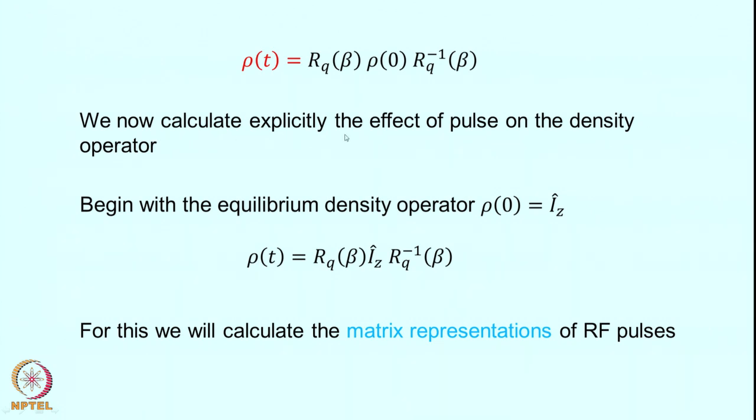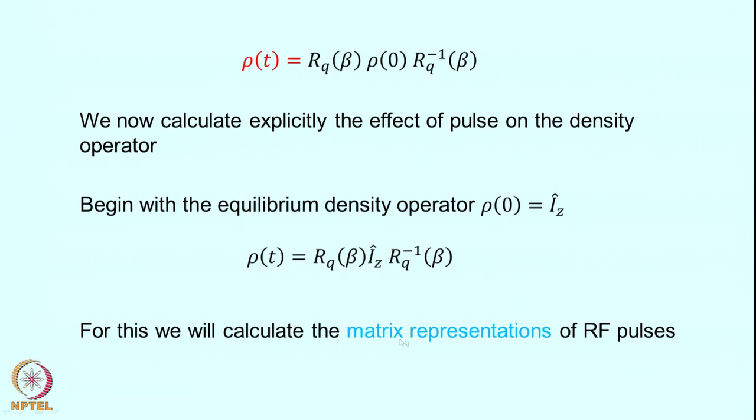We now calculate explicitly the effect of the pulse on the density operator. So to begin with, let us take the equilibrium density operator Iz, rho of 0 is Iz. Of course, rho of 0 has other entities, but the operator part is the Iz only. Therefore, we will pick up only the Iz part of the equilibrium density operator and put that here. So, rho of t for rho of 0 I put here Iz: Rq(beta) Iz Rq minus 1 (beta). In order to do this, I need to get the matrix representations of these operators, right. These were in the form of exponential operators, whereas Iz I knew is in the matrix form. Therefore, I have to put this also in the form of matrices.